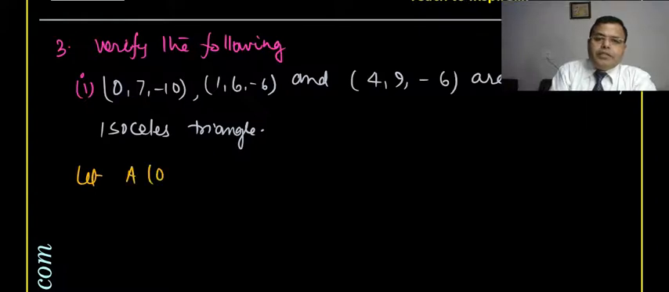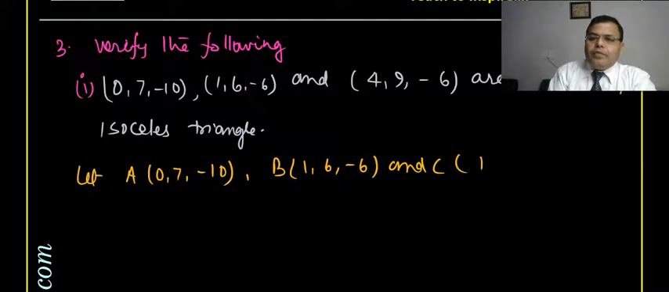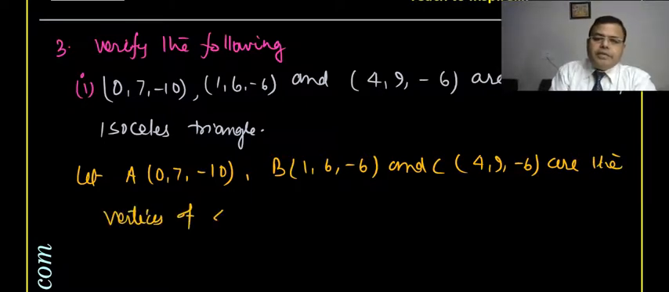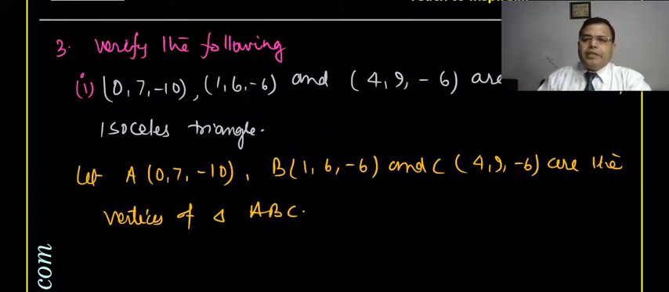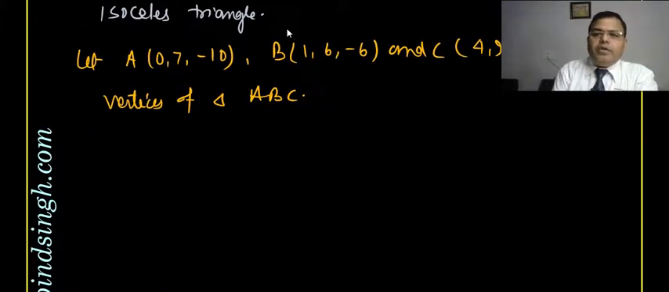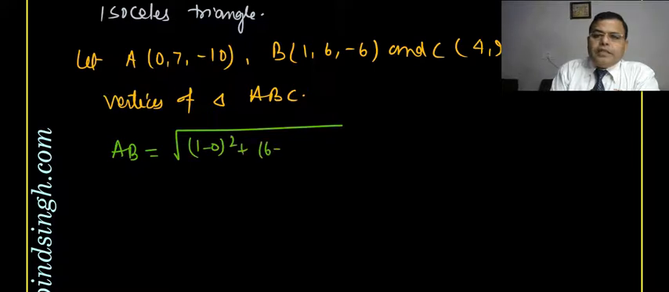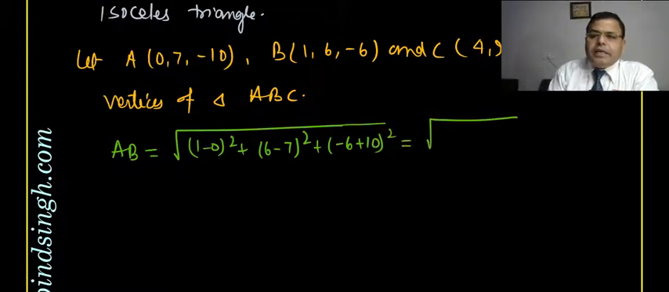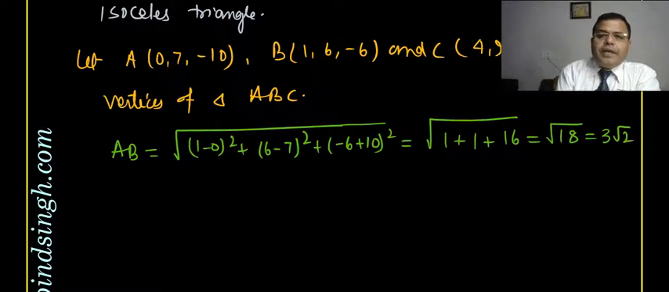Let A (0, 7, -10), B (1, 6, -6), and C (4, 9, -6) be the vertices of triangle ABC. Now, using the distance formula, AB is equal to the square root of (1 - 0) squared plus (6 - 7) squared plus (-6 + 10) squared. That is 1, plus 1, plus 16, which is the square root of 18. 18 is 9 times 2, so 3 root 2. Okay, AB is like this.